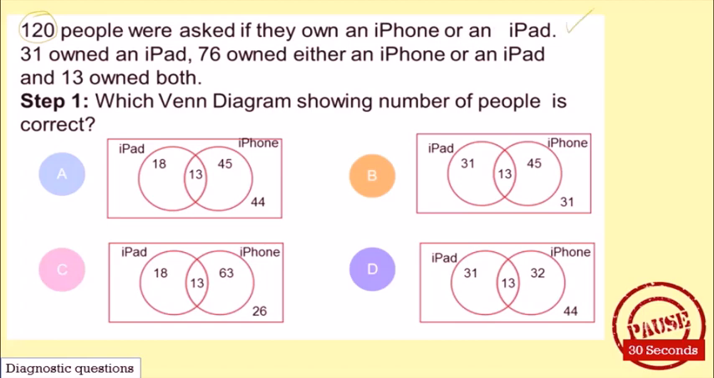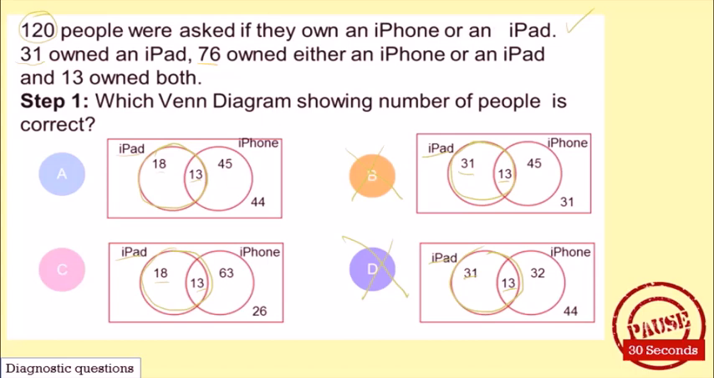31 people owned an iPad. So the iPad is that circle there for each diagram, A, B, C and D, the green circle. And that circle has to add up to 31. So you can see 18 add 13 is 31, that works. But 31 add 13 is not 31. Therefore, the answer can't be B.